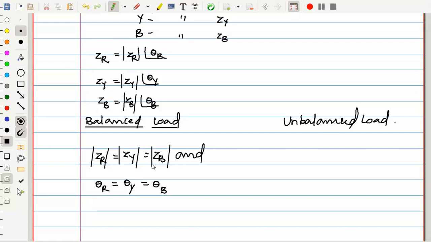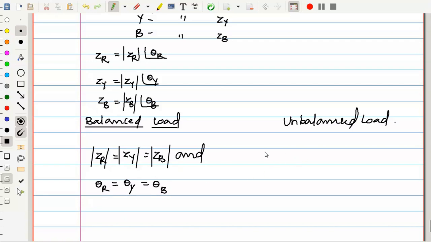Try to understand the difference between balanced source and balanced load. In the case of a balanced source, we are looking at the voltages and their magnitudes. Here, impedances and their magnitudes. Their voltage angles must differ by 120. Here, angles must be the same. Which angles? Impedance angles. So the quantities are different. Try to observe.